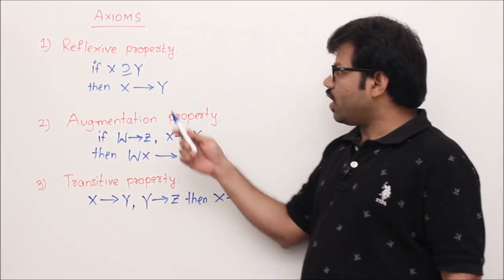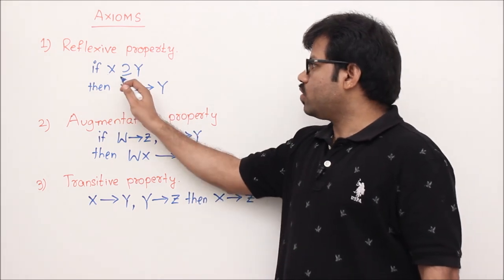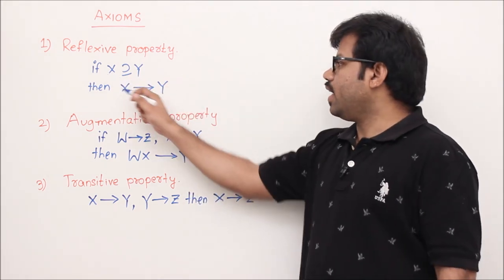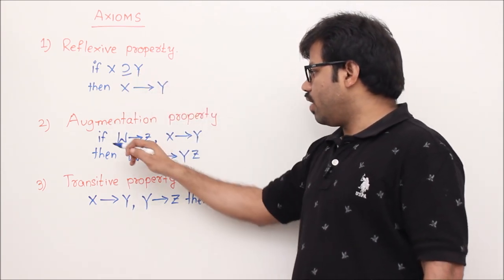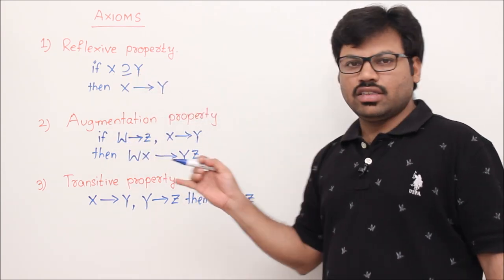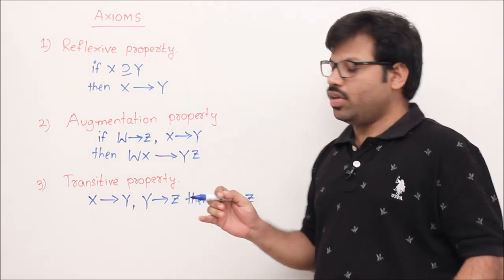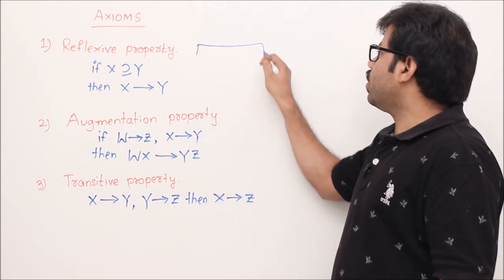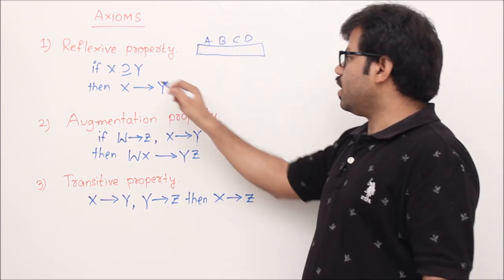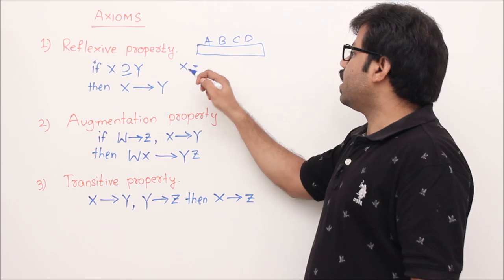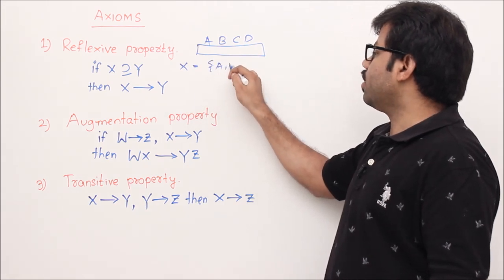First of all, let me state what is the reflexive property. If x superset or equal to y, then we say x determines y. Example: x is nothing but, from now onwards whenever I take these kinds of capital letters, they are sets of attributes in the table. Example, I have a table with 4 attributes a, b, c, d.